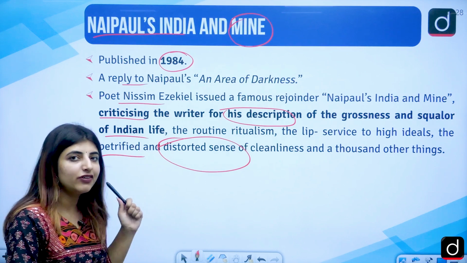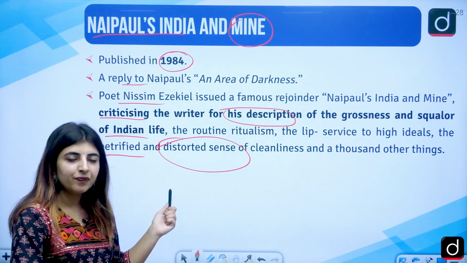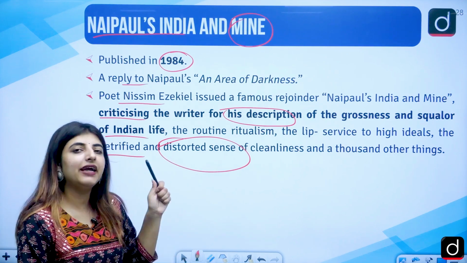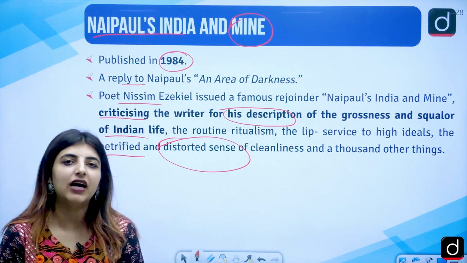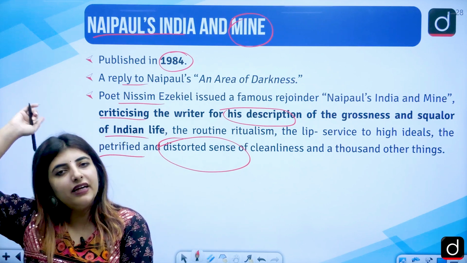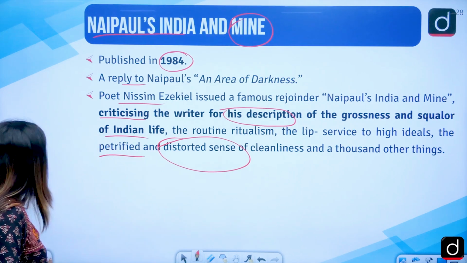And what area of darkness? Who is being described? India, correct? But here, Ezekiel beautifully replied in 1984, after 20 years. In 1964, An Area of Darkness was published. After 20 years, Ezekiel got this particular essay published.